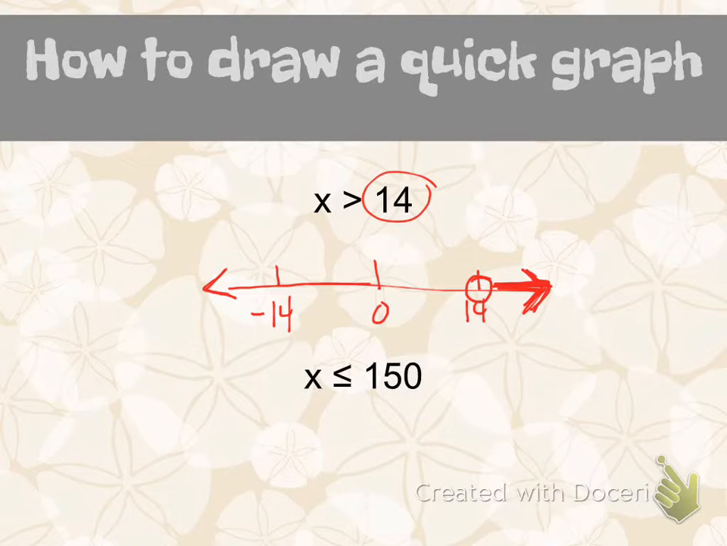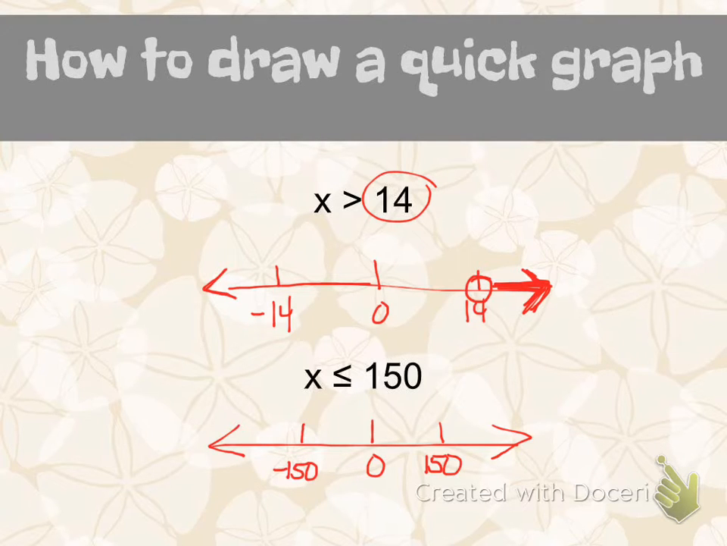Okay, now write the next one. x is less than or equal to 150. Go ahead and start drawing your quick graph, and then I'll do mine in just a second and see if you're in the same place I am. Did you make an open circle or a closed circle? Closed circle because it has an equal sign. Did you shade to the right or the left? Left. Very good. Shaded to the left.